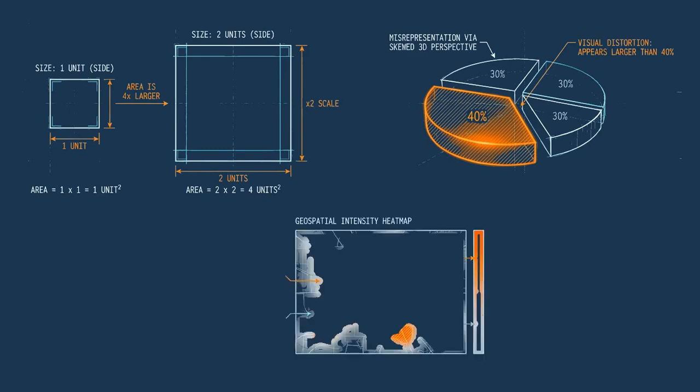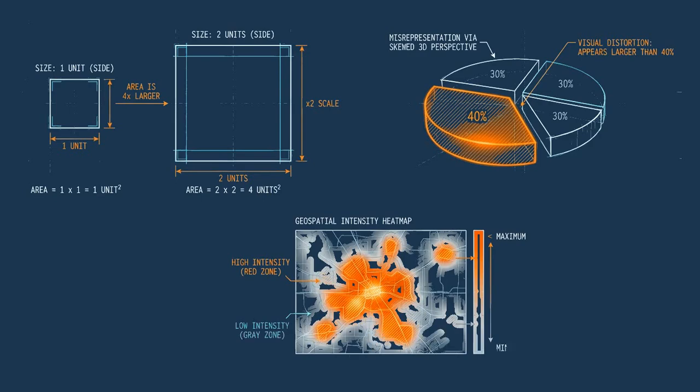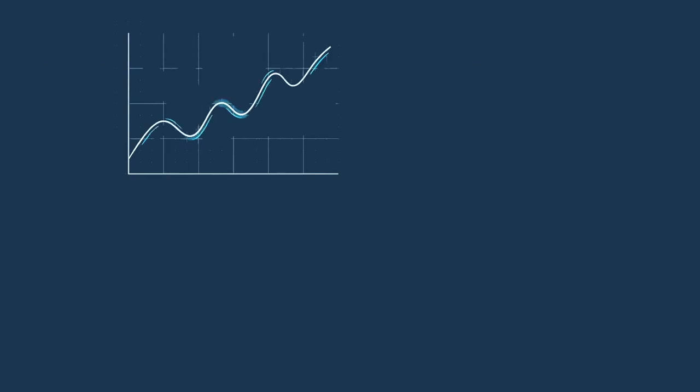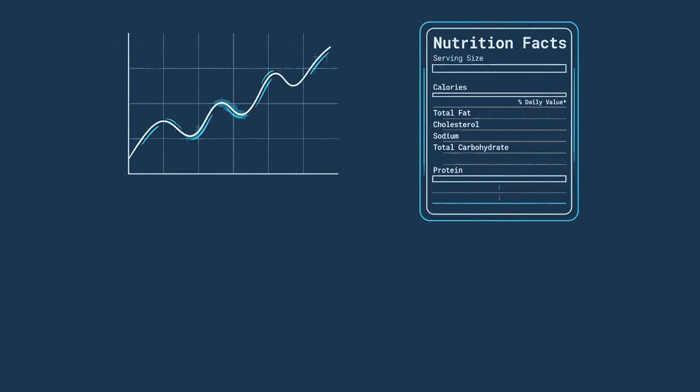Color can push emotion. Bright reds imply danger. Faded grays imply insignificance. Non-linear color scales can make small differences look extreme. None of this changes the data, but it changes how you feel about it. Even a perfectly drawn chart can mislead if it lacks context. No units, no time period, no source, no definition of what's being measured, no uncertainty. Without that information, you can't judge accuracy or relevance. It's like reading a nutrition label with the numbers removed.